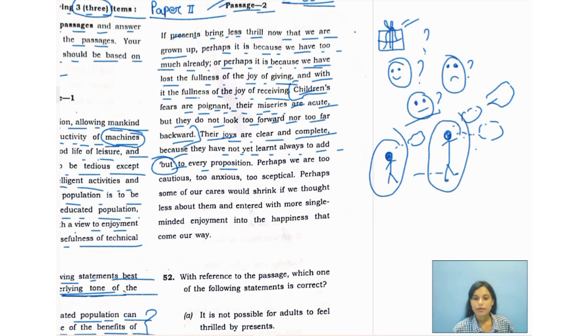Okay, perhaps we are too cautious, too anxious, too skeptical. Perhaps some of our cares would shrink if we thought less about them and entered with more single-minded enjoyment into the happiness that comes our way. So they are talking about how we should think of it less, okay? Instead, we should not think too intensely about too many tensions, and we get offended too much by little things.